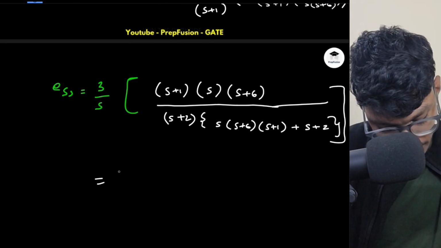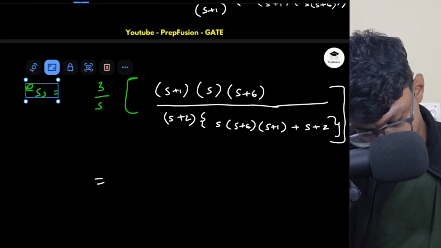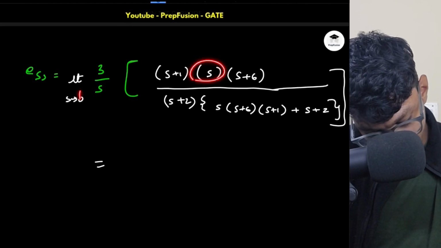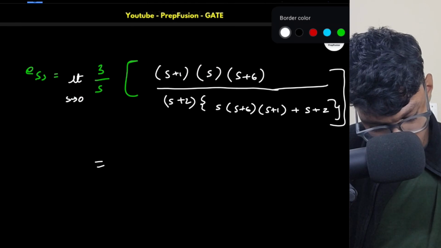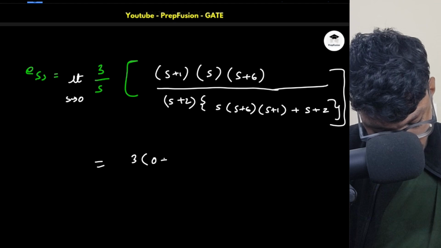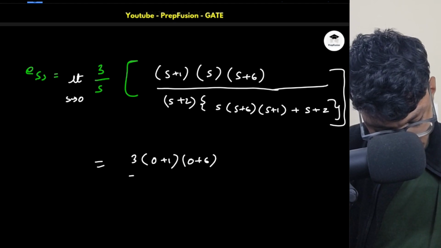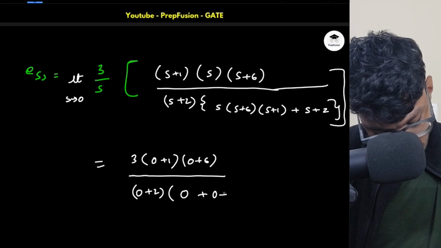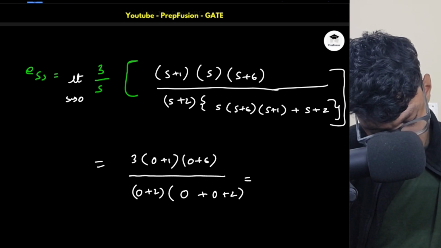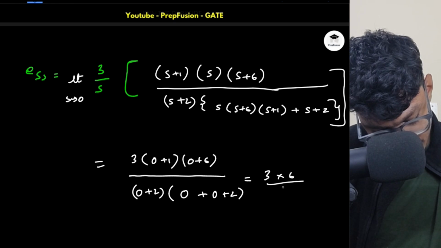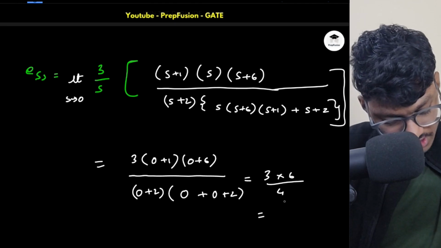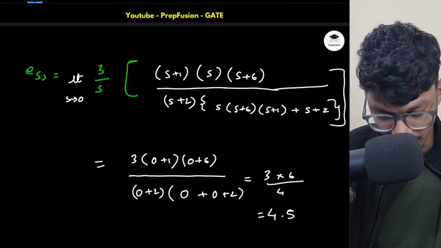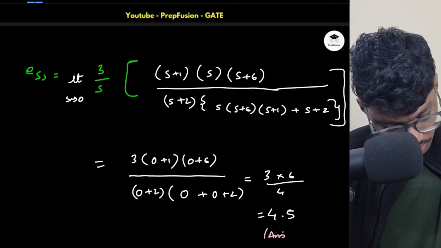Okay, so this will be 3 by, I also forgot to write limit as s tends to 0. So what do I see? Here I have s, here I have s. So this s gets cancelled. So this will be equal to 3 into (0 plus 1) into (0 plus 6) divided by (0 plus 2). This whole thing will be 0 plus 0 plus 2. Ultimately it comes out to be 3 into 6 divided by 4. So it is 1.5 into 3, that is 4.5. 4.5 will be your correct answer for this question.